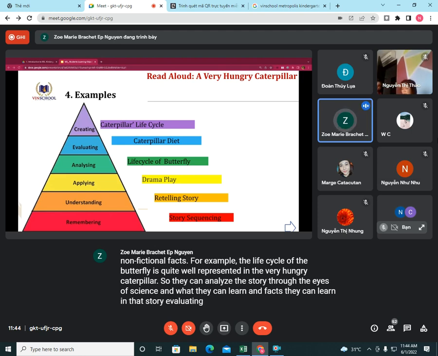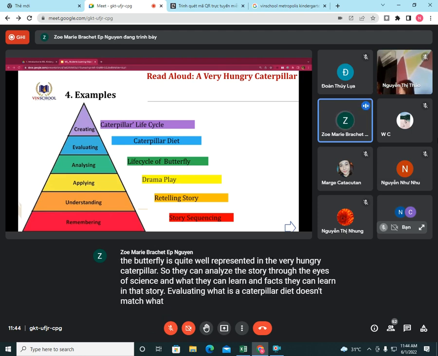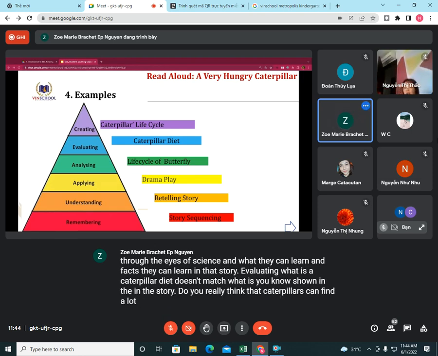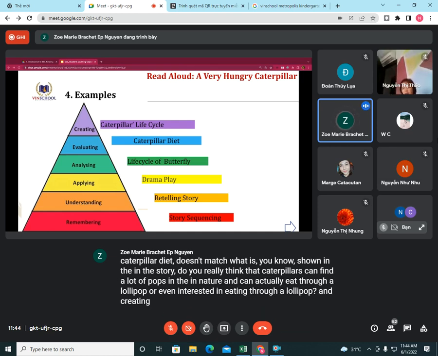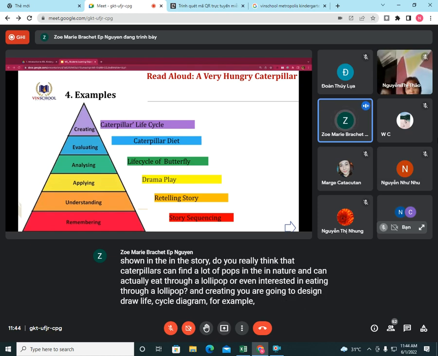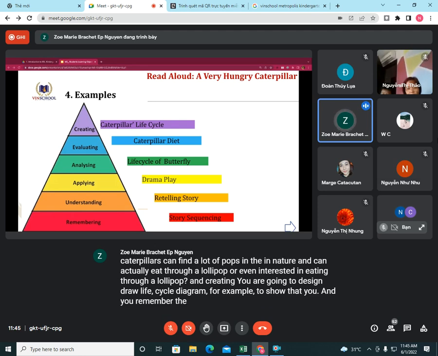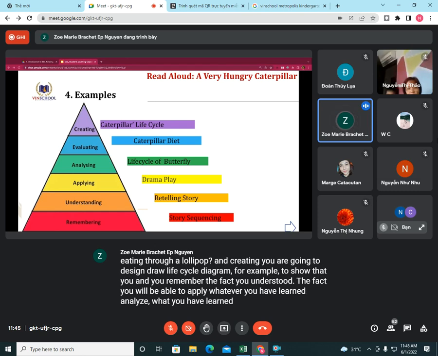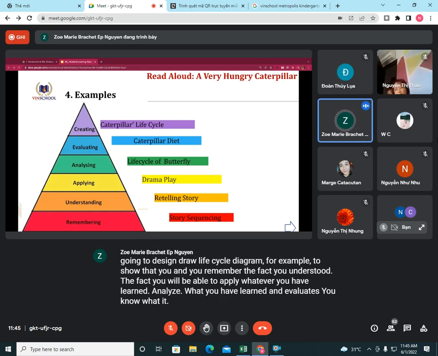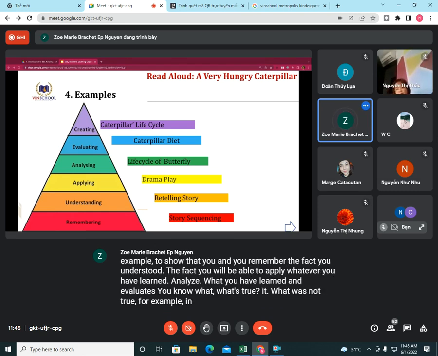What is the caterpillar's diet? Does it match what is shown in the story? Do you really think that caterpillars can find lollipops in nature and can actually eat through a lollipop, or are even interested in eating through a lollipop? And creating. You are going to draw a life cycle diagram, for example, to show that you remember the fact, you understood the fact. You will be able to apply whatever you have learned, analyze it, and evaluate it, what was true, what was not true, for example, in a story.